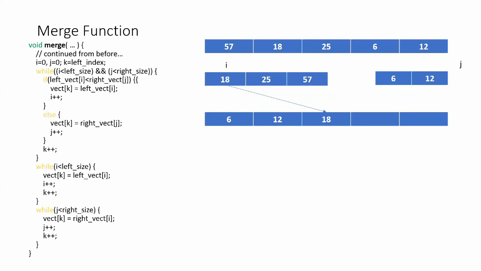So while i is less than left size. Is this true? Yes. So we store left vect of i inside of vect of k, and we keep incrementing. This is still true, so we increment and we store that there. After this, i will increment and it'll be greater than left size. So let's check our third while loop. Is j less than right size? No, it's actually equal to right size. So we'll skip that while loop entirely.